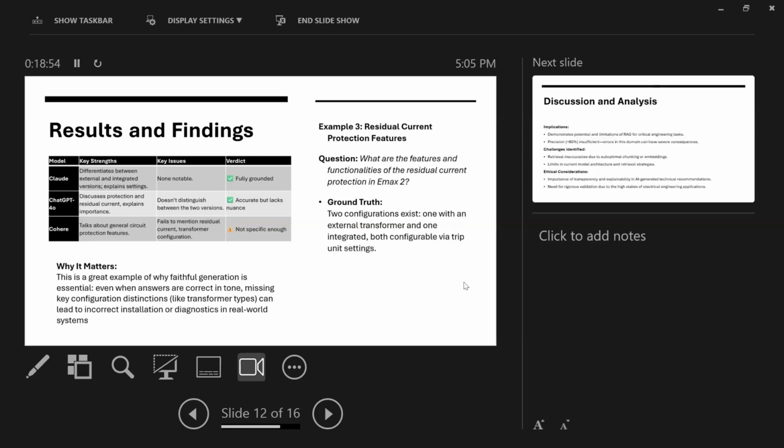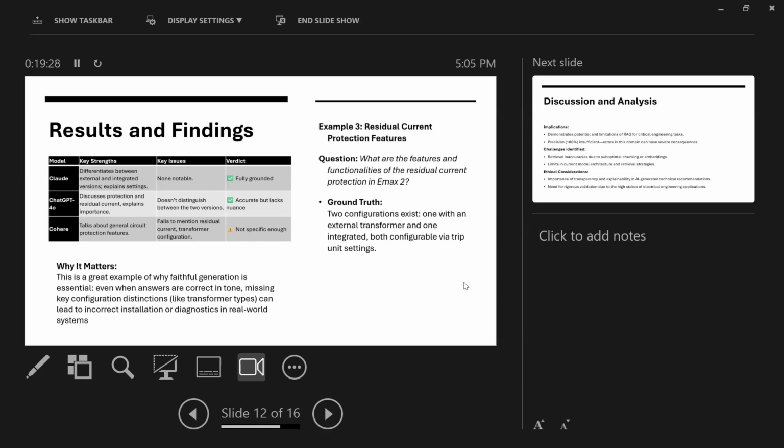The third and last question that I use as an example here is, what are the features and functionalities of the residual current protection in Emax 2? These are all questions that are heavily related to electrical engineering. And the ground truth was that two configurations exist, one with an external transformer and one integrated, both configurable via trip unit settings. So Claude correctly differentiates between external and integrated versions and displays settings, and it had no key issues notable. It was fully grounded to the ground truth.